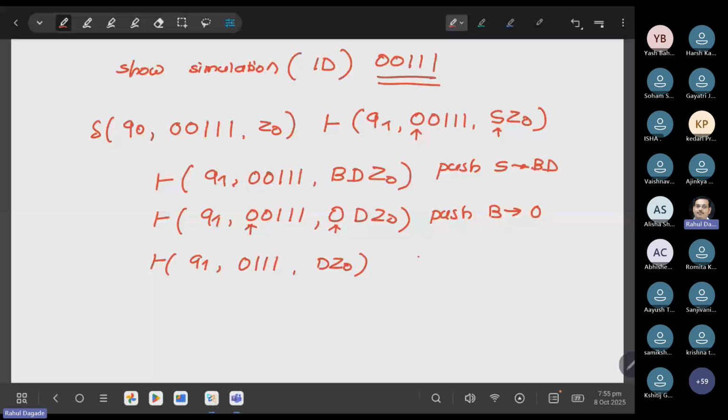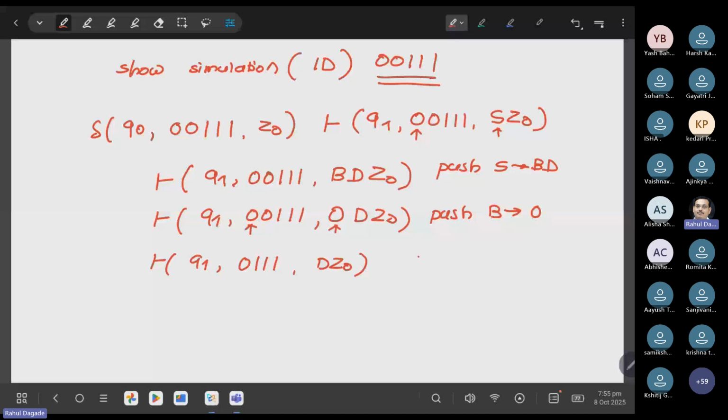Now again Q1 0 is not matching with D, therefore add its production. So D gives which production to be added? So D gives SC production can be added. So SC Z0. So here push. So which push operation? D gives SC.